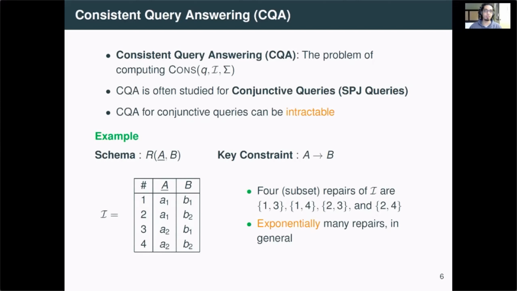For example, let's say you have a table R with two attributes A and B, and the first attribute is a key. And in your database instance I, first two tuples violate the key because they have value A1 for the key attribute. And again, third and the fourth tuples also violate because they share the key attribute with value A2. So clearly, this particular database instance has four repairs. And you can see if you continue this pattern, you can have exponentially many repairs in the size of the database, and that may cause the intractability of consistent answers.